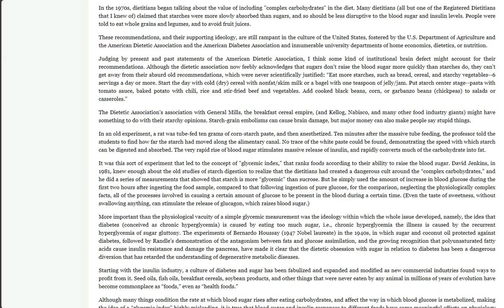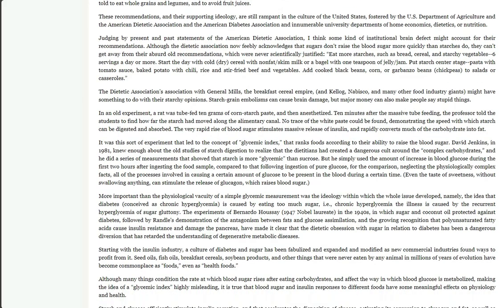These recommendations and their supporting ideology are still rampant in the culture of the United States, fostered by the U.S. Department of Agriculture and the American Dietetic Association, and the American Diabetes Association, and innumerable university departments of home economics, dietetics, and nutrition.